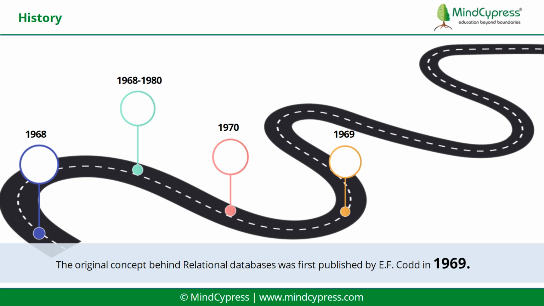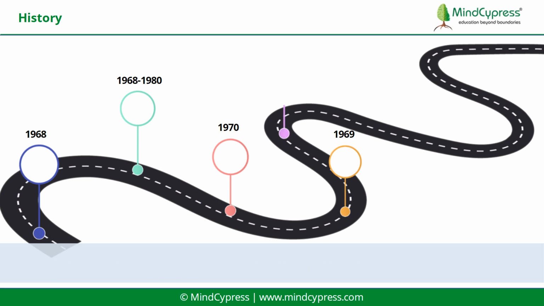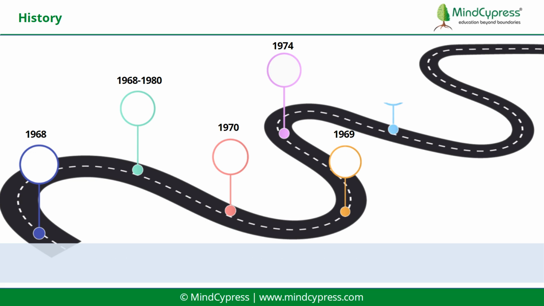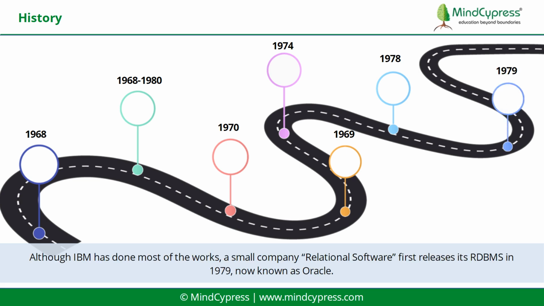Codd in 1969. In 1974, Donald Chamberlin and others developed System R at IBM as the first prototype of a relational database. In 1978, systematic tests were performed in real test scenarios by IBM. Although IBM did most of the work, a small company, Relational Software, first released its RDBMS in 1979, now known as Oracle.